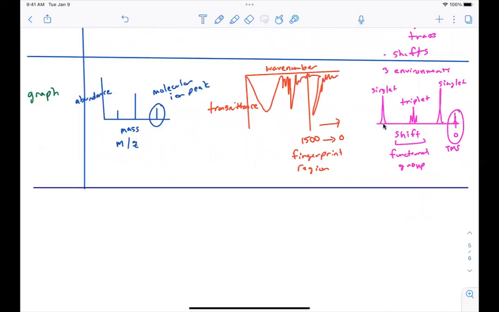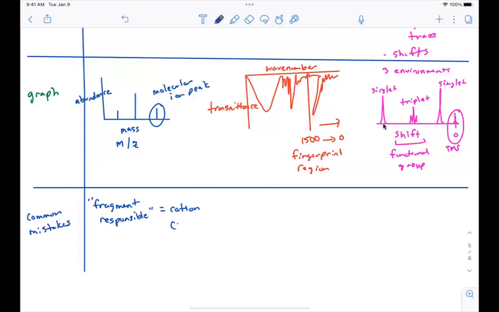That's a different color. I just realized that. Common mistakes that students make. One, the fragment responsible, if they ask you that, it needs to be a cation at all times. So if they ask you, state the fragment responsible for this peak, it needs to be a positive. I don't care what it is. I don't care if it's CH3, it needs to have a positive sign on it.